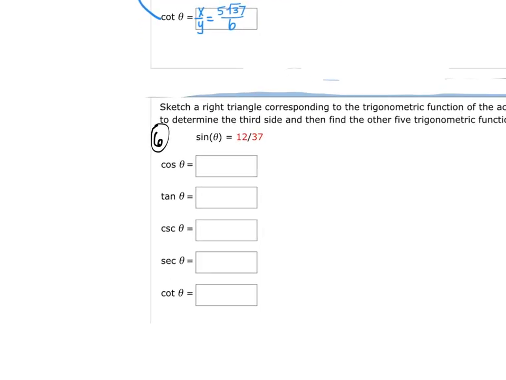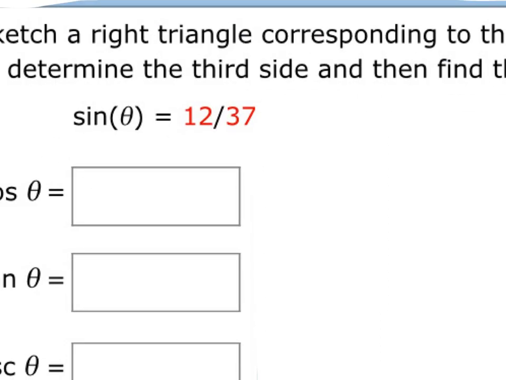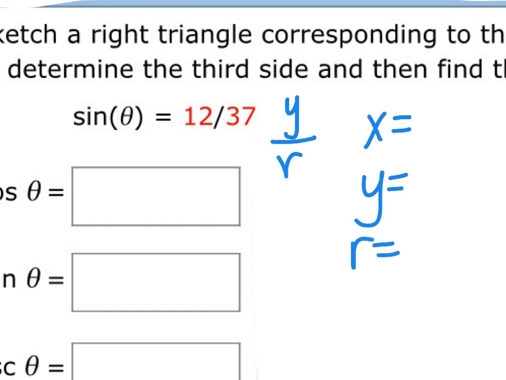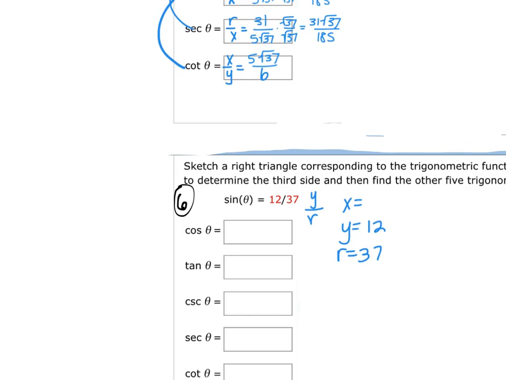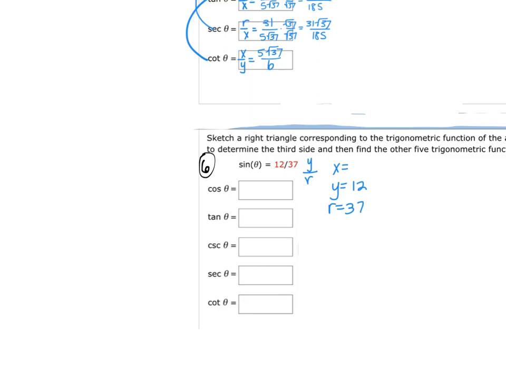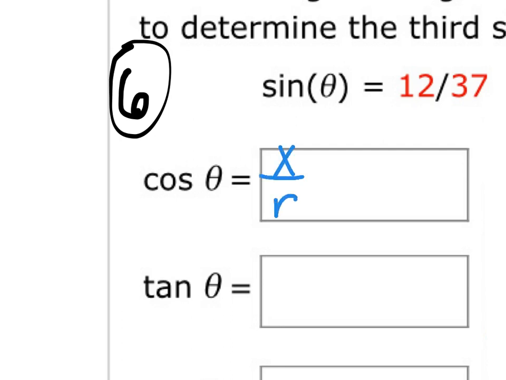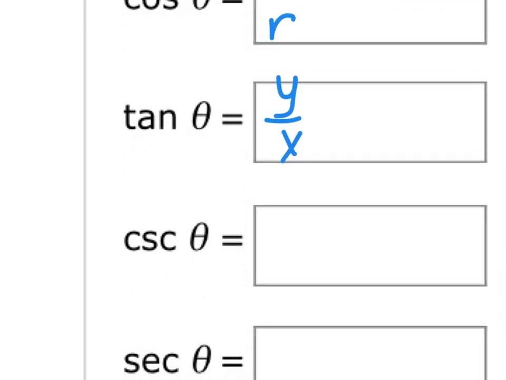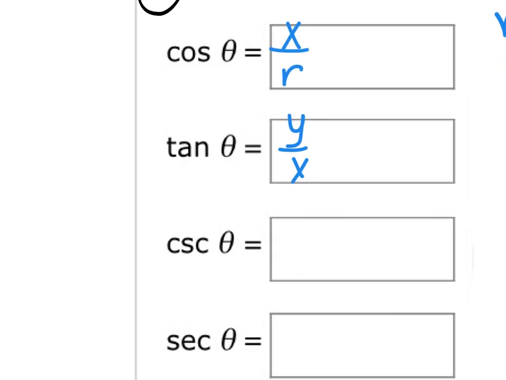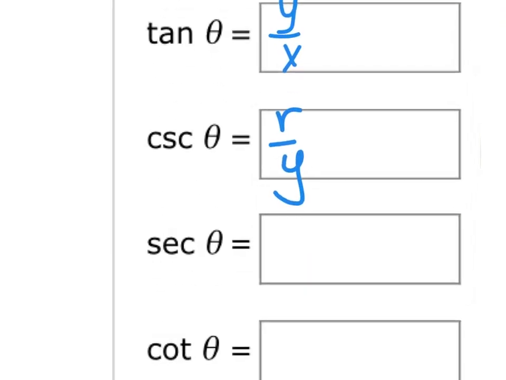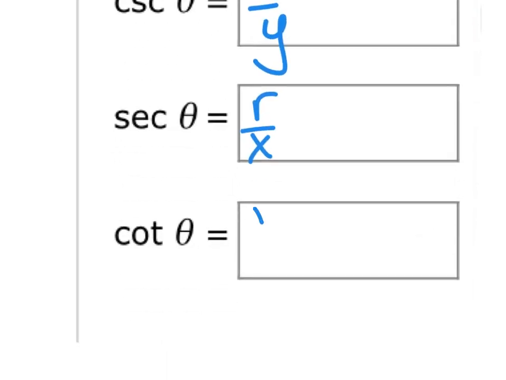Okay, this is the exact same thing. If they tell me the sine is 12 over 37, what are they giving me? What is sine? Y over R. So they're telling me X is something, Y is something, R is something. They're telling me that Y is 12, 37 is R. How do I figure out what X is? Pythagorean theorem. And then what do I do? Cosine is X over R. Tangent, Y over X. Cosecant, R over Y. Secant? R over X. Good. Cotangent? X over Y.